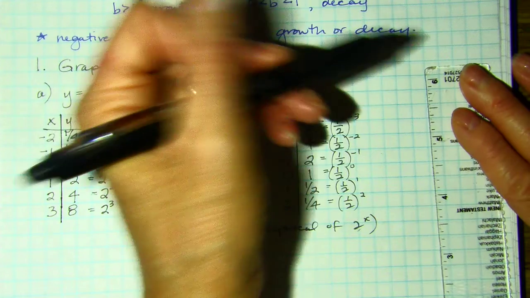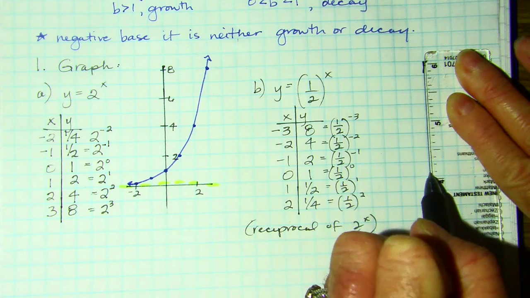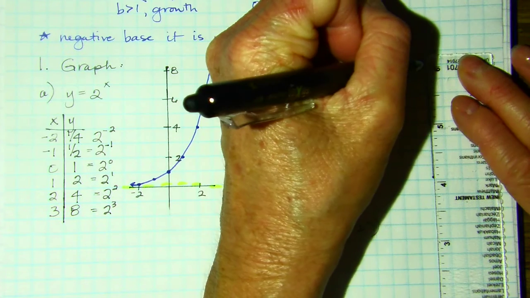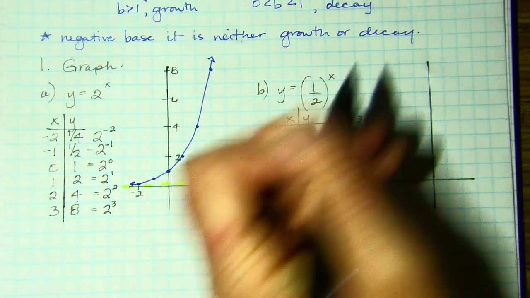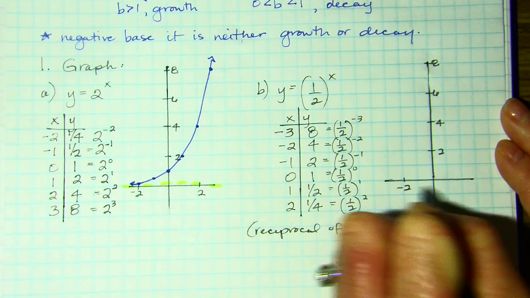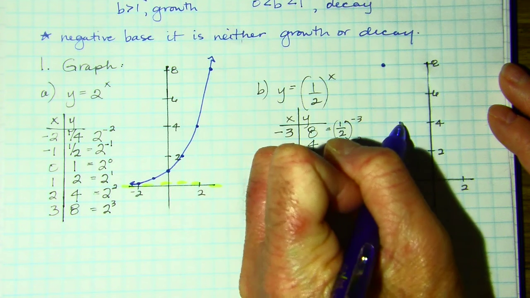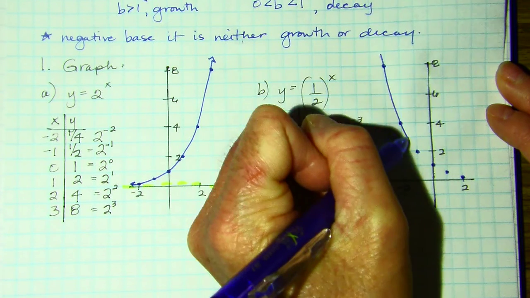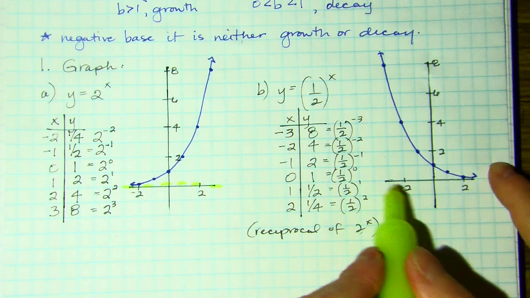And then if I was to graph this one, it should be the reciprocal of a growth, which would be a decay function. So this one should resemble a decay. So here's 2, 4, 6, 8. Here's -2, +2. So at -3, I have 8, 4, 2, 1, 1/2, 1/4. And so now if you'll notice, the graph is the decay function because my base is 1/2.